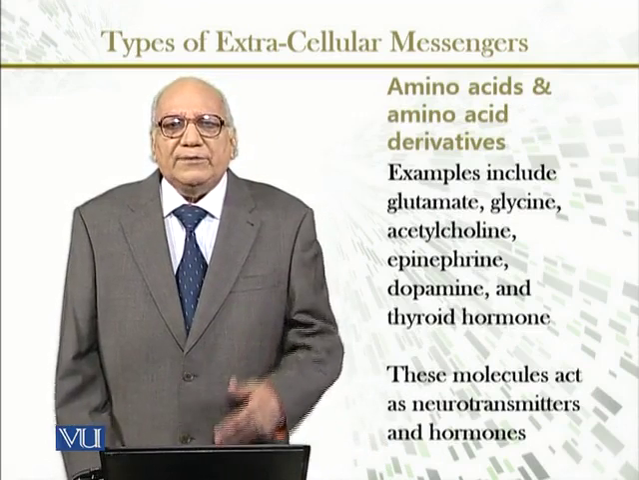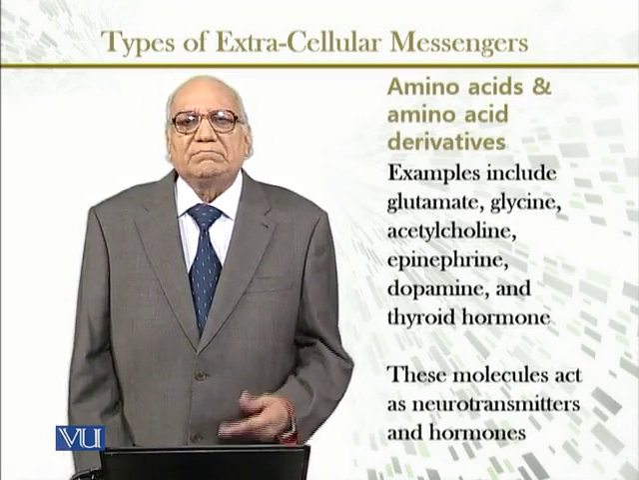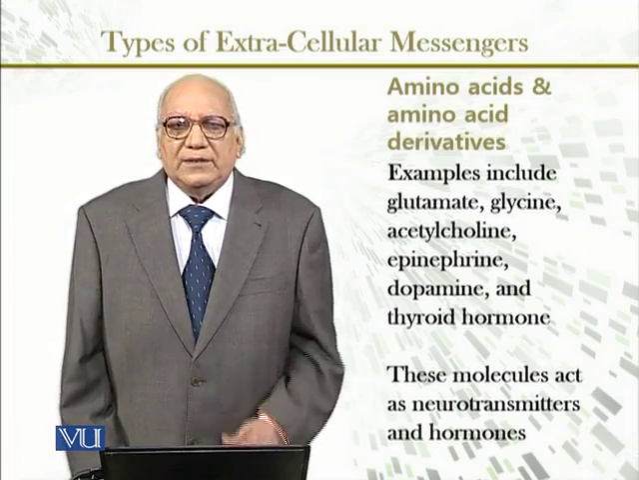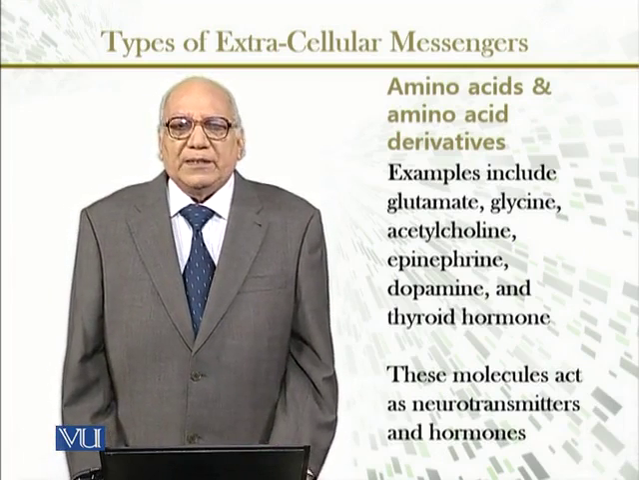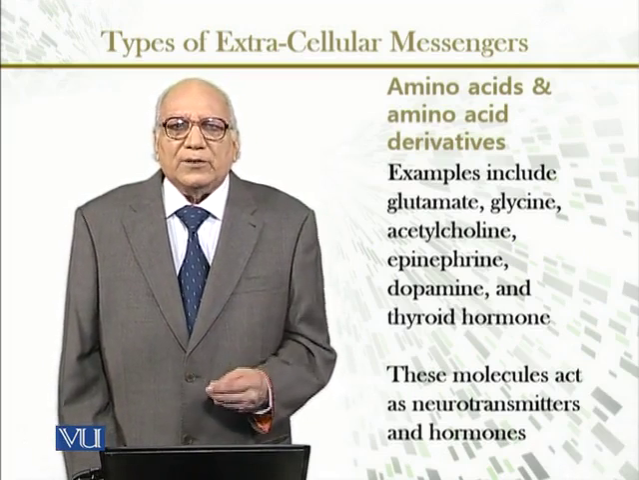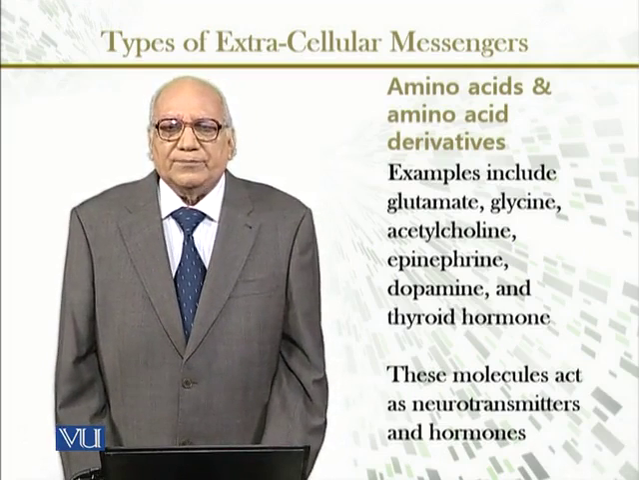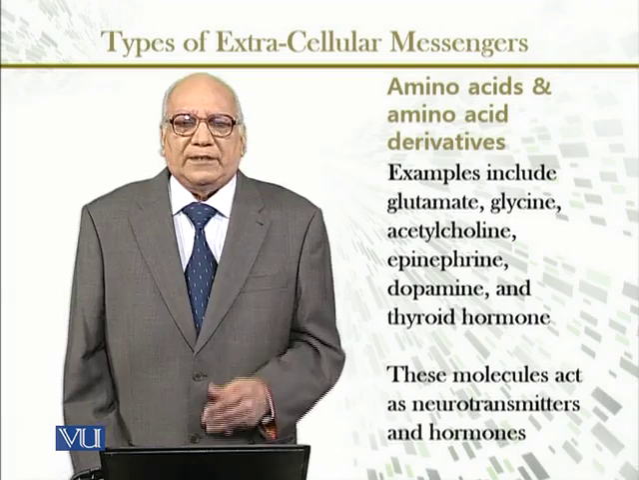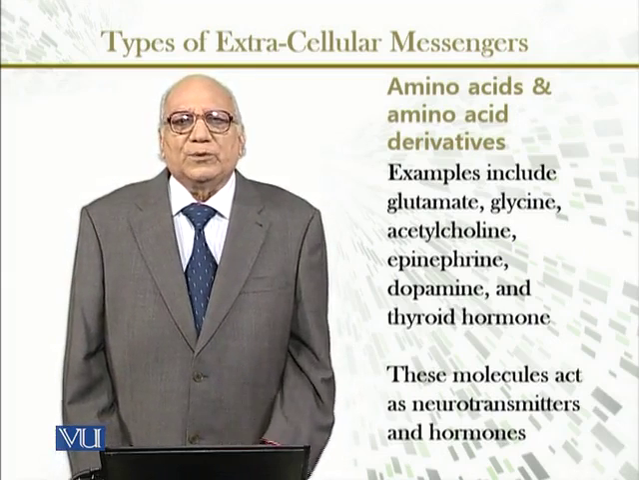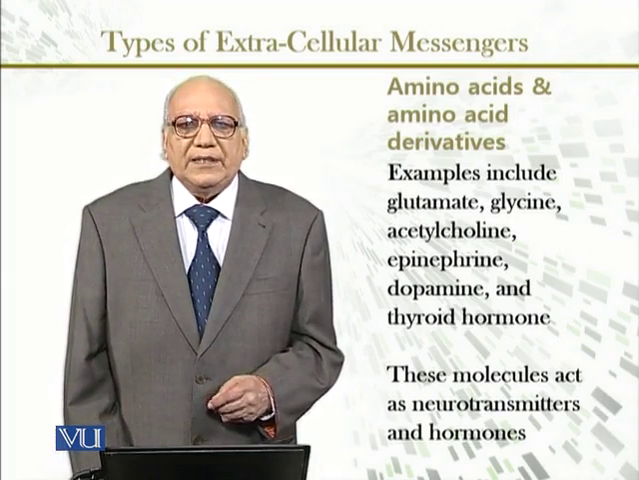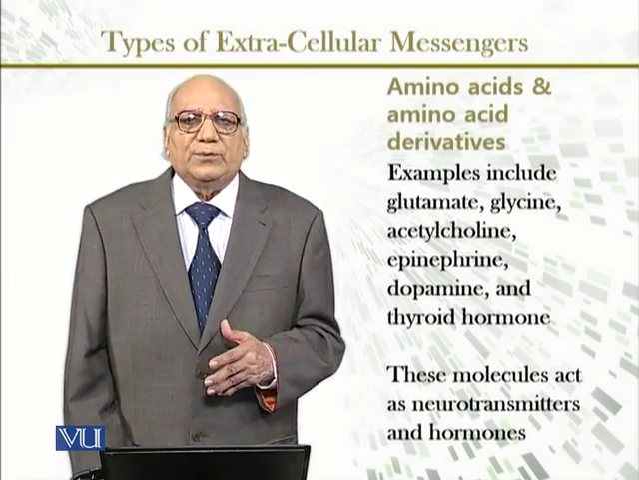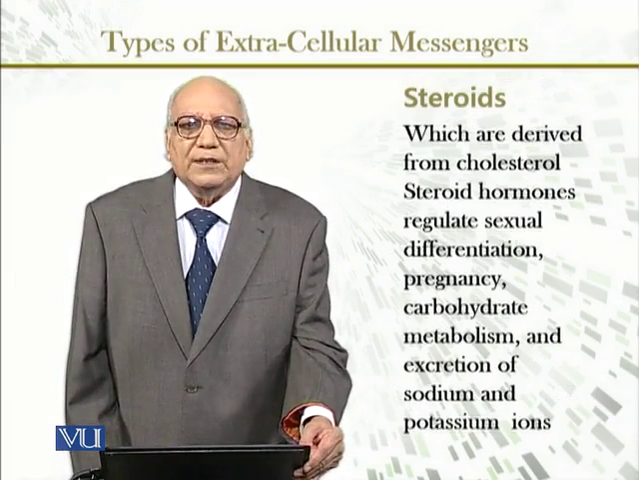Now, what are amino acid derivatives? Their examples include glutamate, glycine, acetylcholine, epinephrine, dopamine, and the thyroid hormones. Hormones, some of them are also small molecules. And these molecules, as a matter of fact, act as neurotransmitters and hormones to control the cells. They are the controlling devices and the communicating devices which the cell uses quite often.